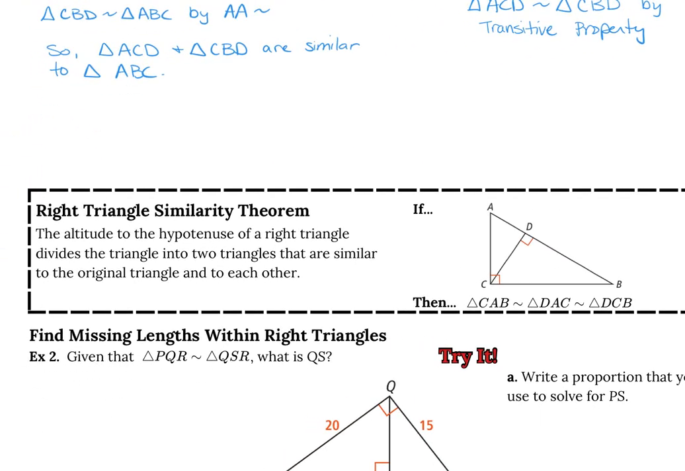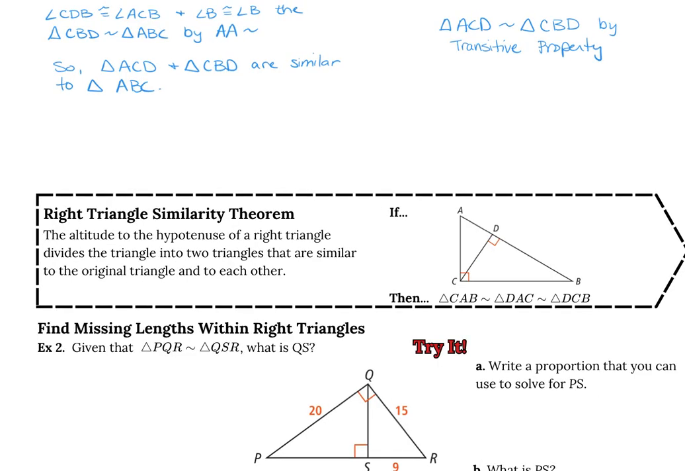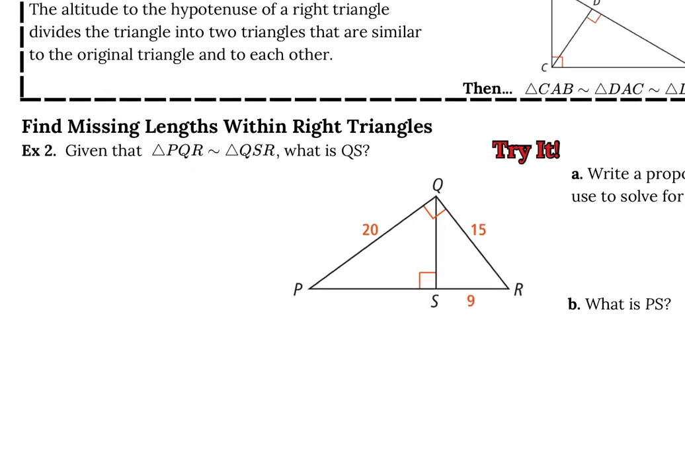Next we have our right triangle similarity theorem. The altitude to the hypotenuse of a right triangle divides the triangle into two triangles that are similar to the original triangle and to each other. Okay, so that's what we just showed with example 1. Example 2.